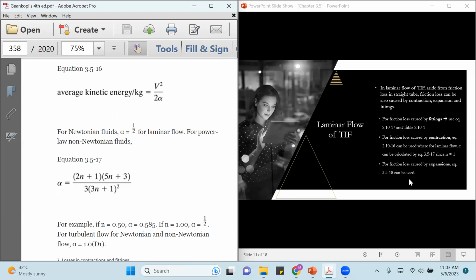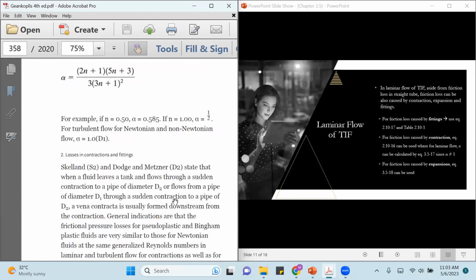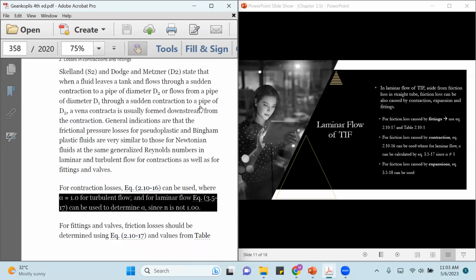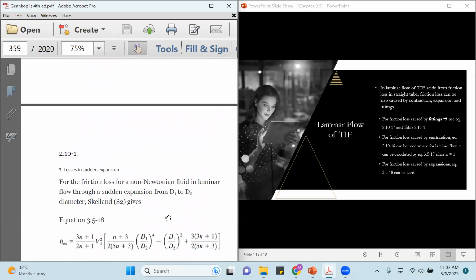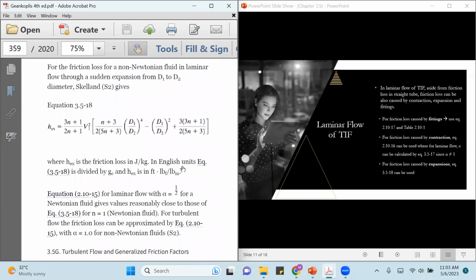Now, for friction loss caused by expansion, you can use this equation of 18.